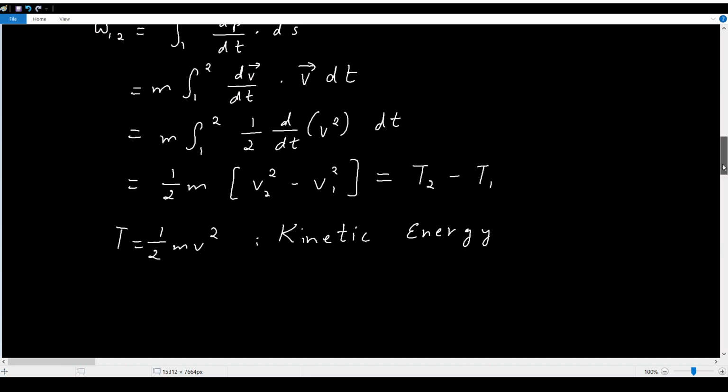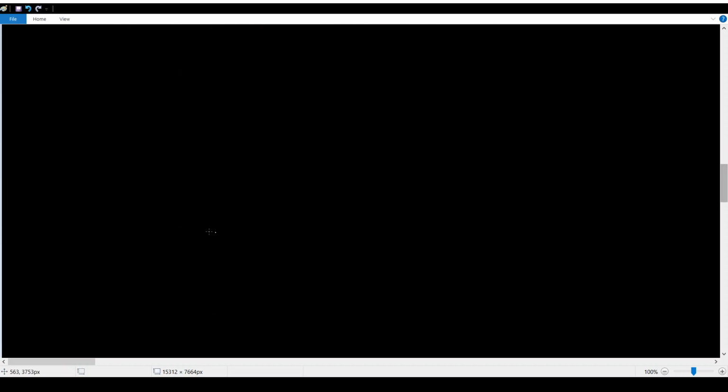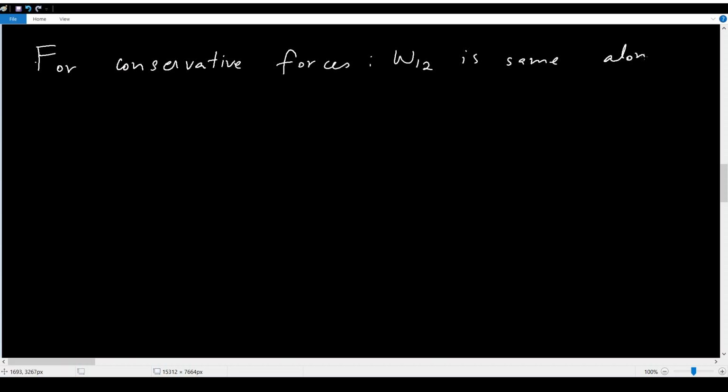Now we will look at the work done in a different way, right? So let us consider forces that are conservative. For conservative forces, so what are conservative forces? Conservative forces are defined in this way, that work done is the same along all paths.